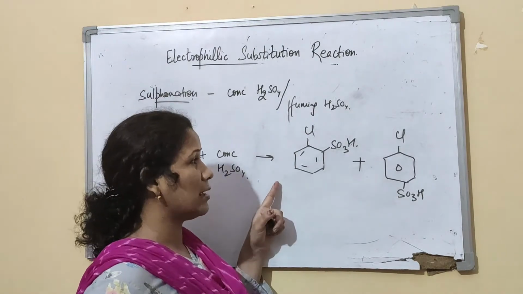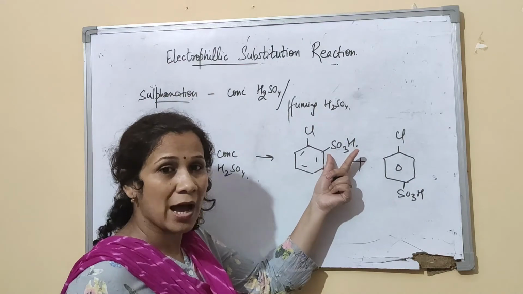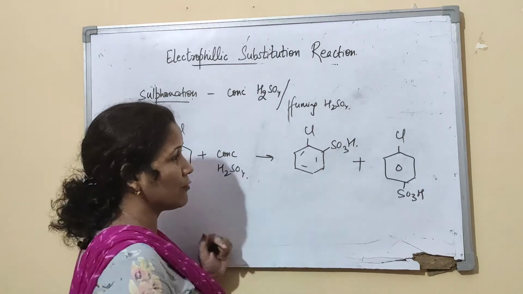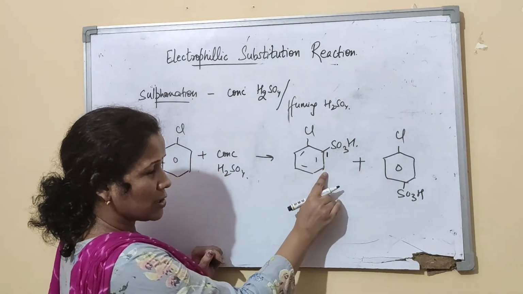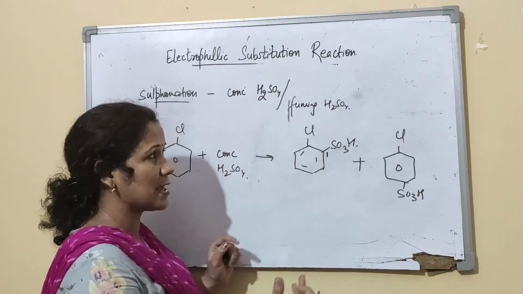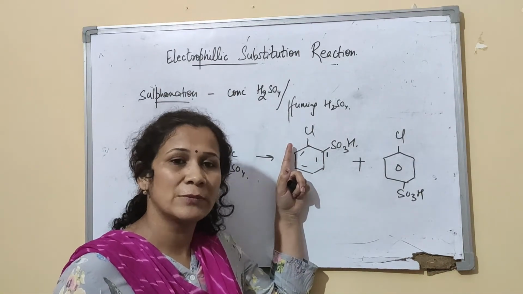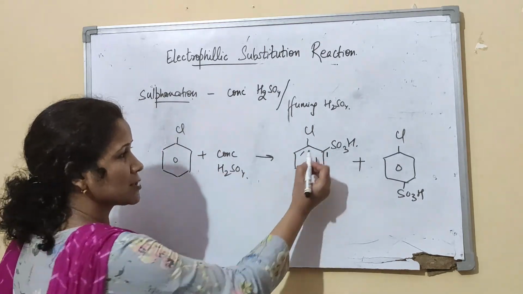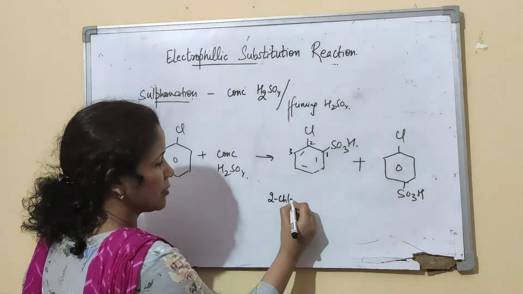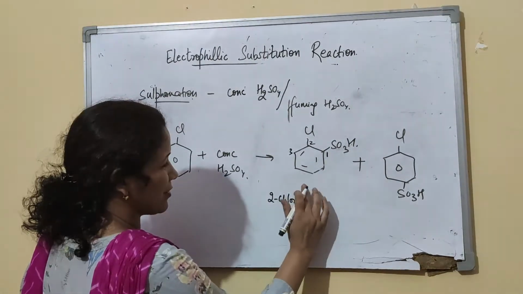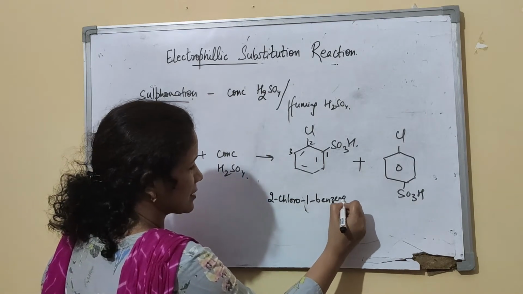If you want to write the name, your priority group will always be sulfonic because it is highest in the priority order. So we will do the numbering from here. Now this is 1, you can write this 2 and this 2. From whichever side you have the other functional group nearer, you will do the numbering from that side only. So this becomes 1, this becomes 2, this becomes 3. So it will become 2-chloro. You can write 1 or you can skip 1, benzene sulfonic acid.